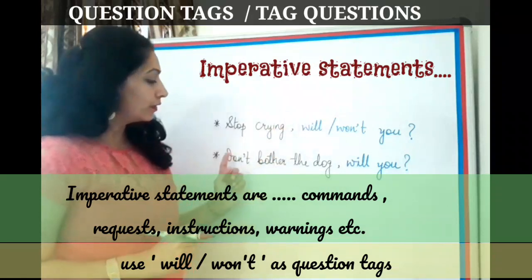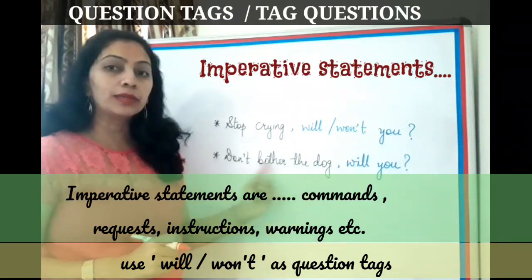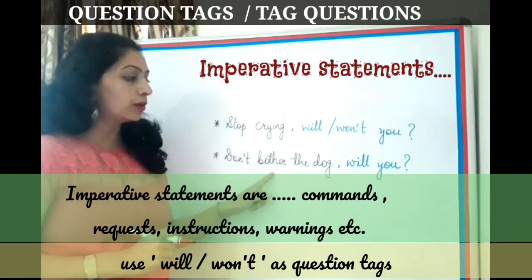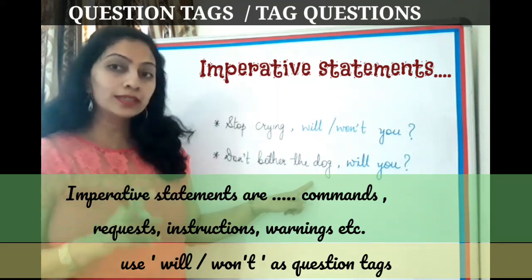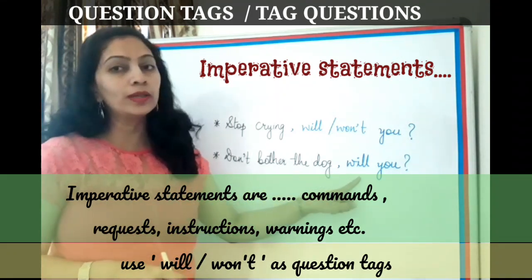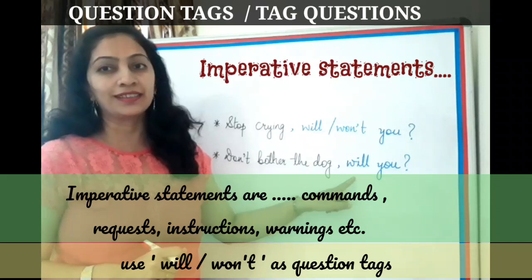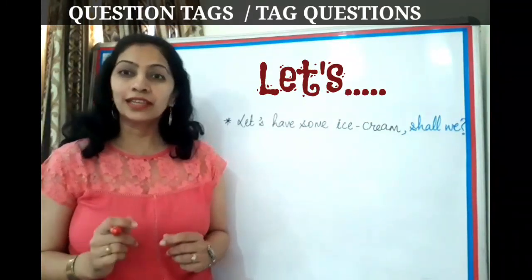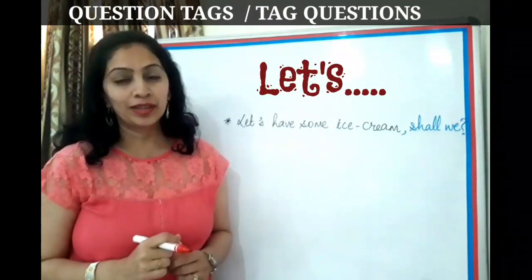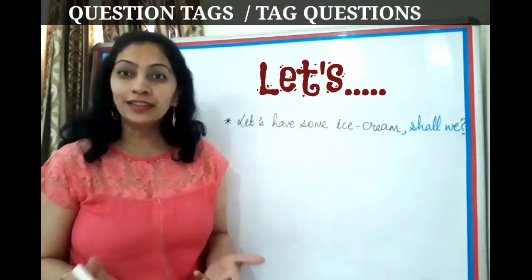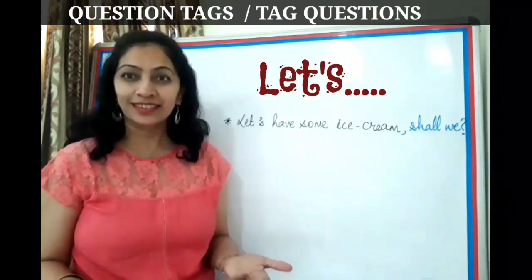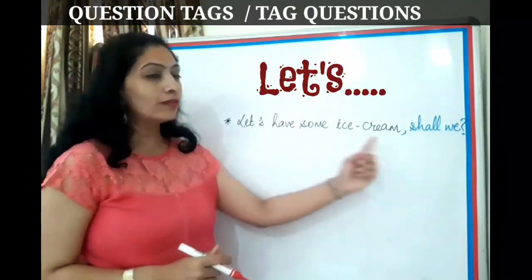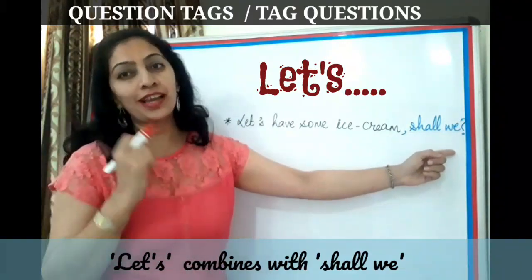But if your imperative statement is a negative one, like here, don't bother the dog. So if it's a negative statement, then you will always have a positive tag. Now sometimes we have statements starting with let's. What do you do in such case? Very easy. You just don't have to think. Let's will always have the combination shall we.